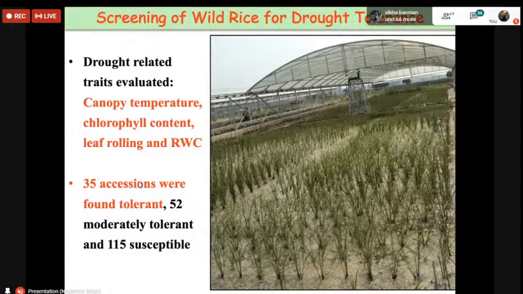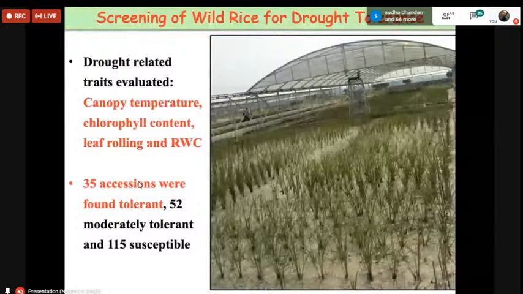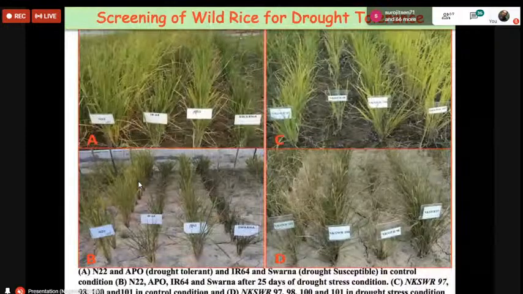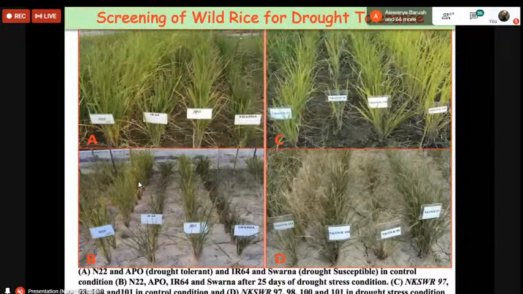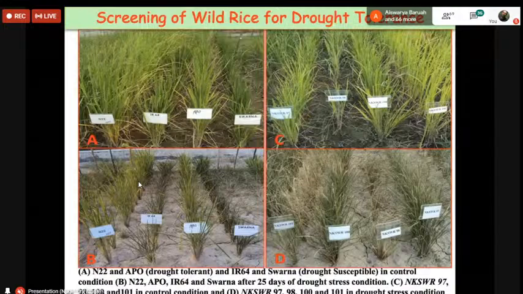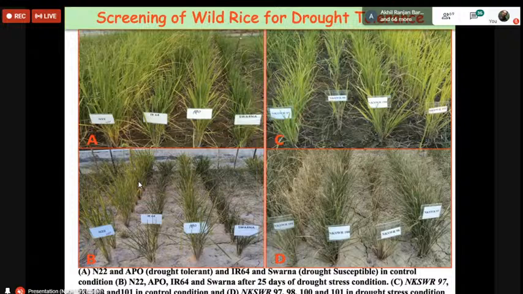Then we screened them here, in this kind of rain-out shelter, where we grow them and then identify the lines which are highly tolerant to drought. Of course, we always get a range of response for anything we screen, from highly susceptible to highly tolerant. This range is much, much bigger than what you have in the cultivated.